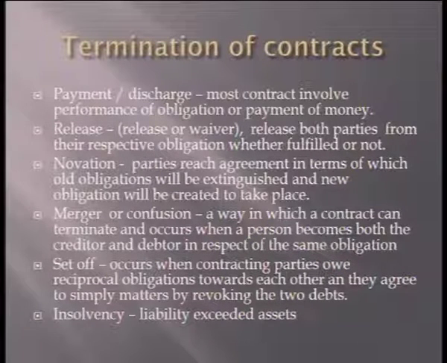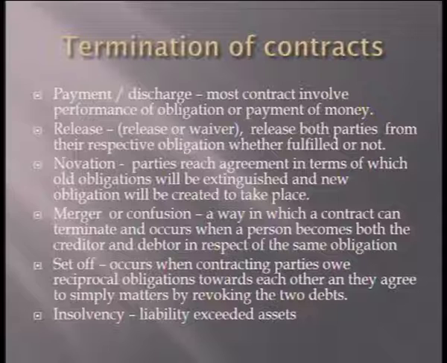Novation. Parties reach an agreement in terms of which the old obligation will be extinguished and a new obligation will be created. For example, we had a contract, and when we looked at it, it looked like an old obligation. Now we came together to formulate some new obligations on that contract. That's what we call novation. The old one we relinquish, and we start over with a new obligation.